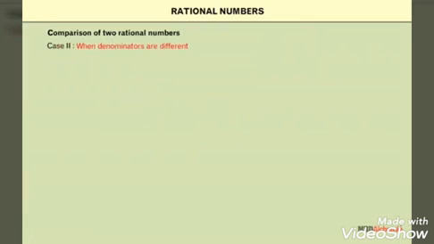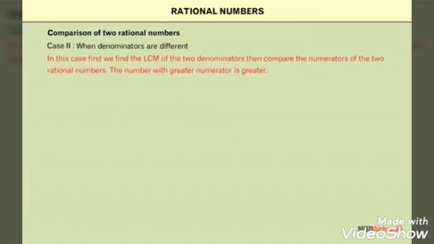Case 2. When denominators are different, in this case, first we find the LCM of the two denominators, then compare the numerators of the two rational numbers. The number with the greater numerator is greater.